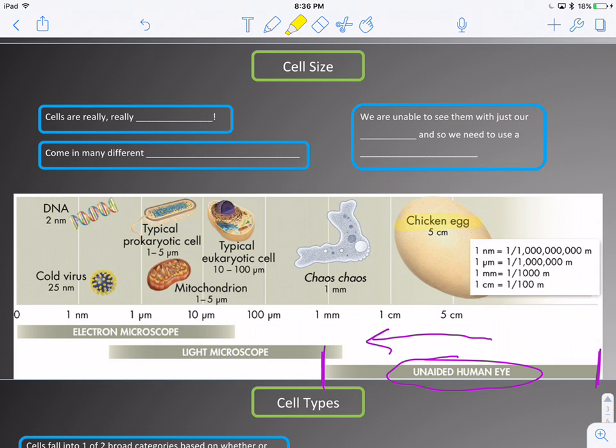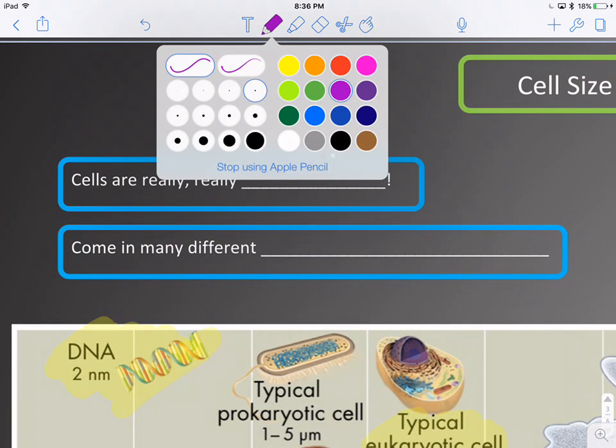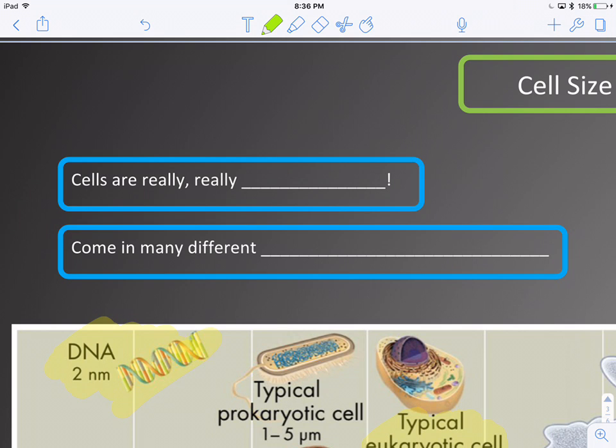So we see that the next thing that we're looking at here is a typical eukaryotic cell. We're going to go into what that means in a minute. And you can see how small this is, right? And if you keep going down, you can see there's a mitochondria, which is an organelle. And if you go further down, you can see that we have DNA being the smallest thing on the spectrum. All right? So why am I showing you this? Because I want you to understand that cells are really, really small.